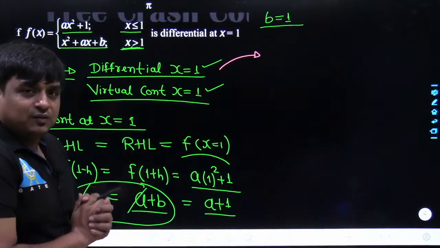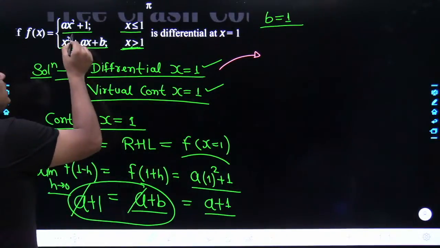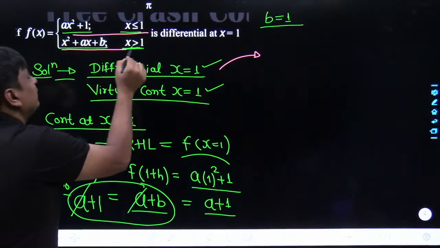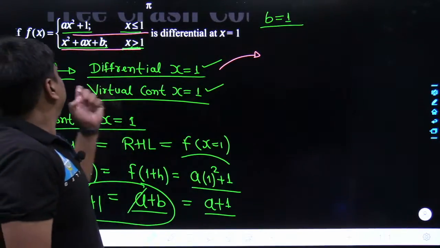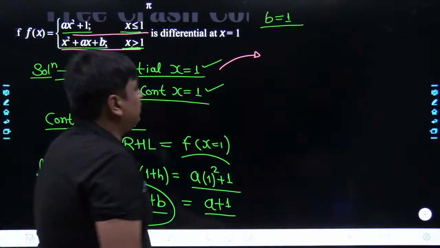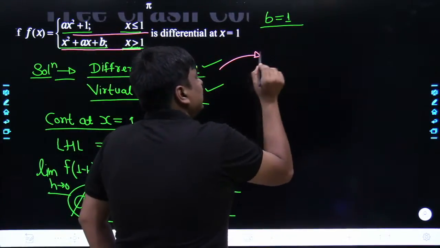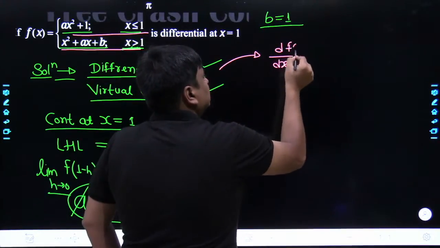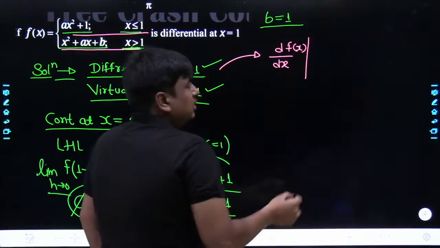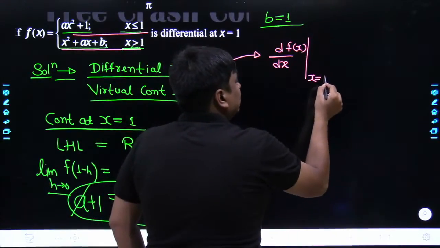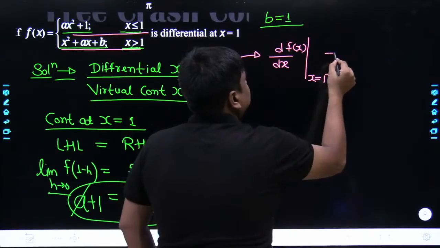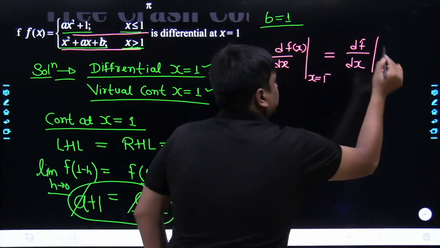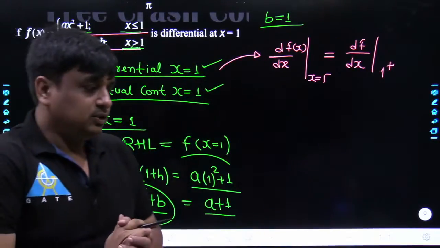Otherwise you do one thing. The equation before x is equal to 1 is ax square plus 1, and similarly the function after x is equal to 1 is x square plus ax plus b. So what we will be doing, if the function is differentiable at x is equal to 1, that means the differentiation of the function has to be very same at x is equal to 1 minus, and at the same time at 1 plus. Is that part clear?